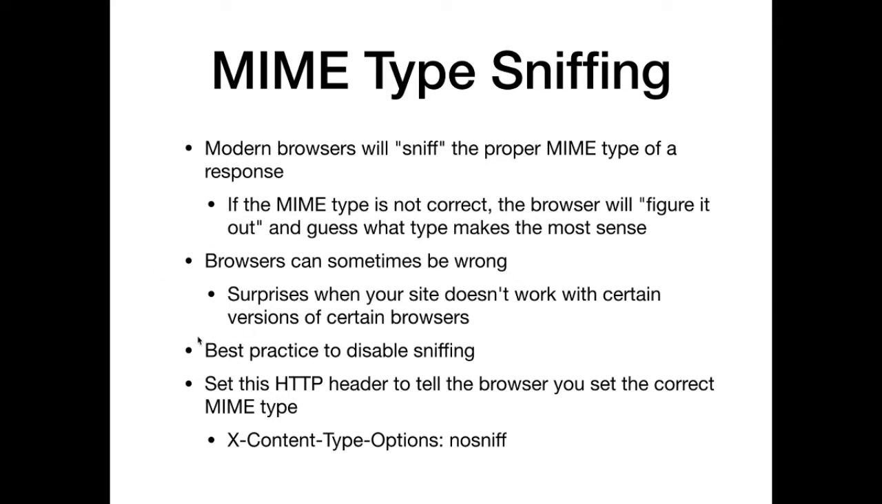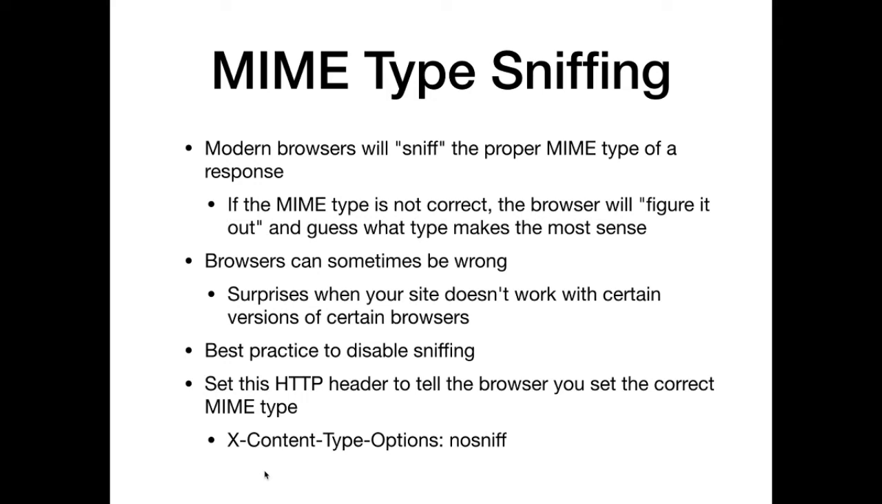If this sniffing is happening, it's become best practice to tell the browser, hey, don't do that, just don't. I know what I'm talking about, I have the right MIME types, don't try to change my MIME types because I've got the right ones, I know what I'm doing. We can do this through a header called X-Content-Type-Options: nosniff. This tells the browser, turn off sniffing, I've got the right MIME type.